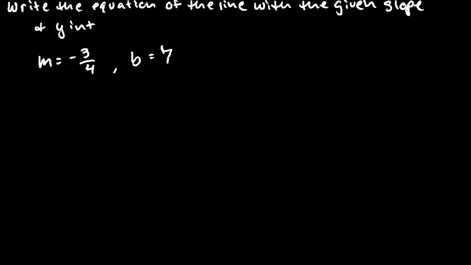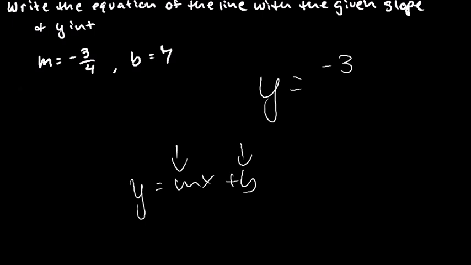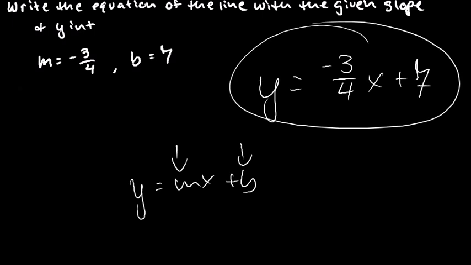Write the equation of a line with the given slope and the y-intercept. So that means I'm just going to plug in what I know. Well, I know my slope and I know my y-intercept. So y equals negative 3/4 x plus 7. That is my final answer.